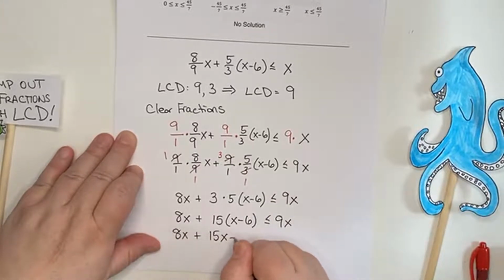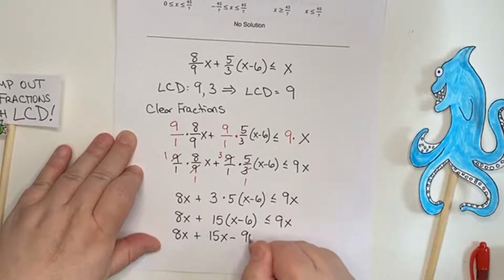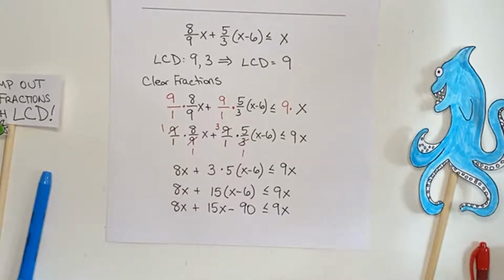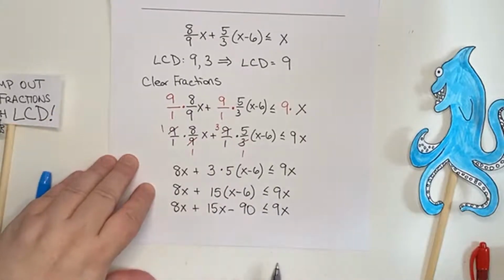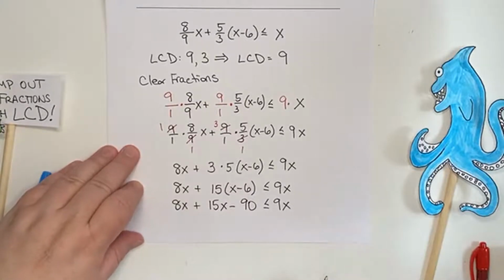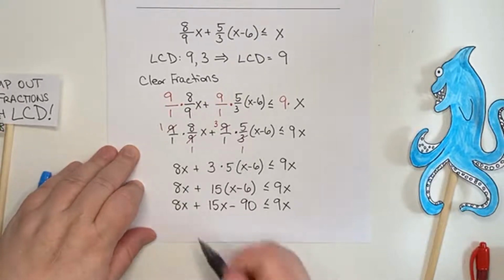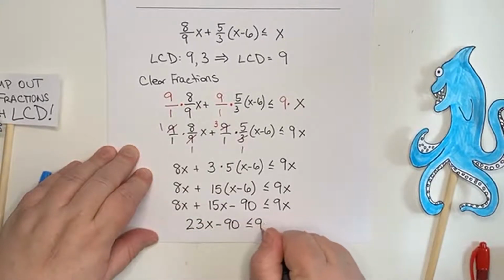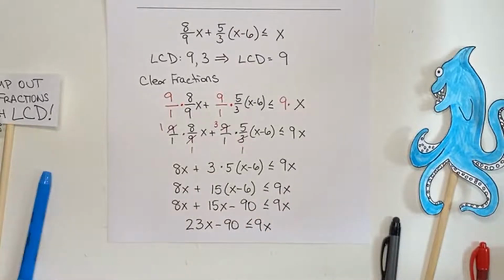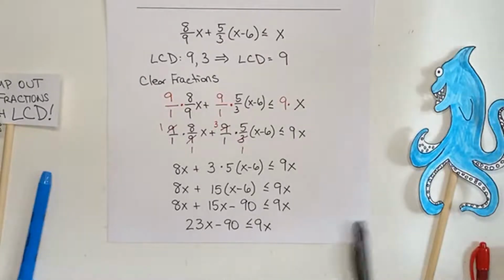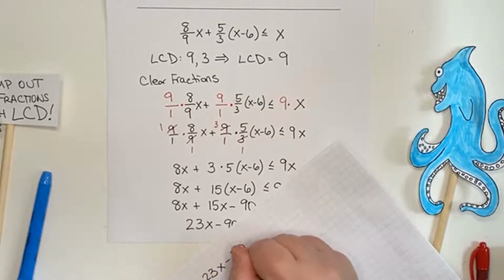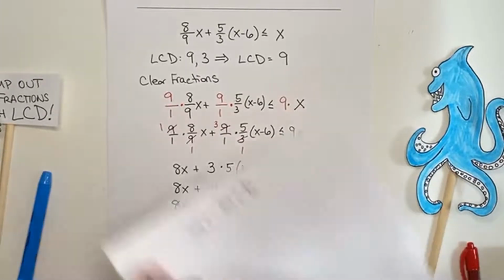So I get 15x minus 15 times 6, which is 90. I can pretend that I knew that off the top of my head, or you could realize that I've worked this out already, before I made the video, so I remember it. I'm going to combine like terms on the left and get 23x minus 90 is less than or equal to 9x. And then, as I said, make sure you've got a nice supply of extra paper. I've got 23x minus 90 is less than or equal to 9x.